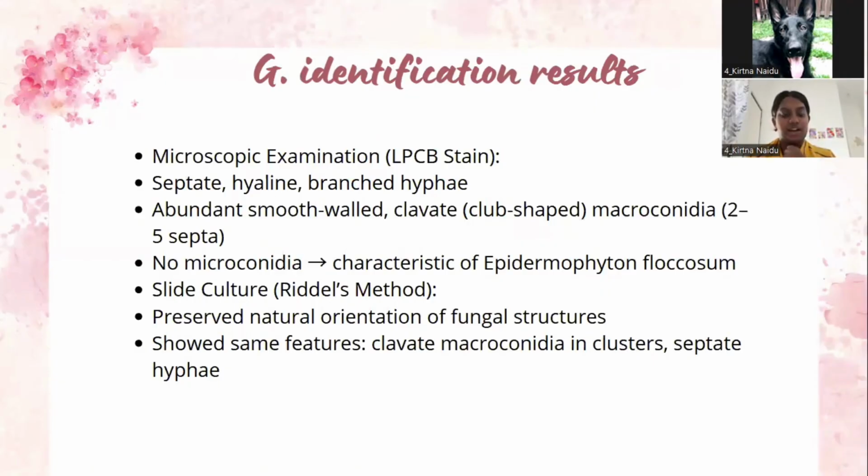To keep the natural orientation of fungal structures intact, a slide culture was prepared. The slide culture, after a few days of incubation, exhibited the same morphological features, the presence of clavate macroconidia in clusters and separate septate hyphae. The undisturbed position of reproductive structures in the slide culture also supported the identification. Based on the findings of both the native microscopic and slide culture study, the isolate was identified as E. floccosum, a dermatophyte causing superficial skin and nail infection.